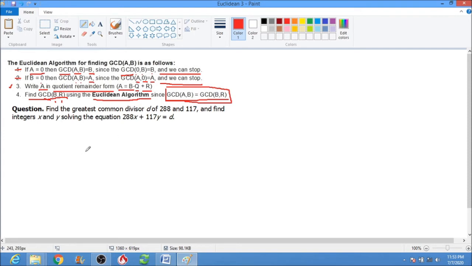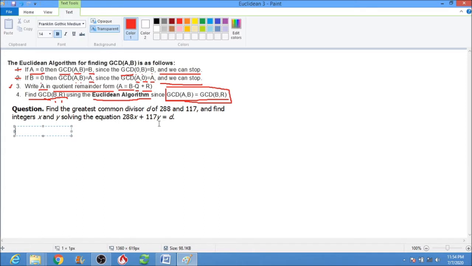So we have here question number 2, or example number 2. Find the greatest common divisor D of 288 and 117, and find the integers x and y solving the equation 288x plus 117y equals the greatest common divisor D. So prepare your calculator.